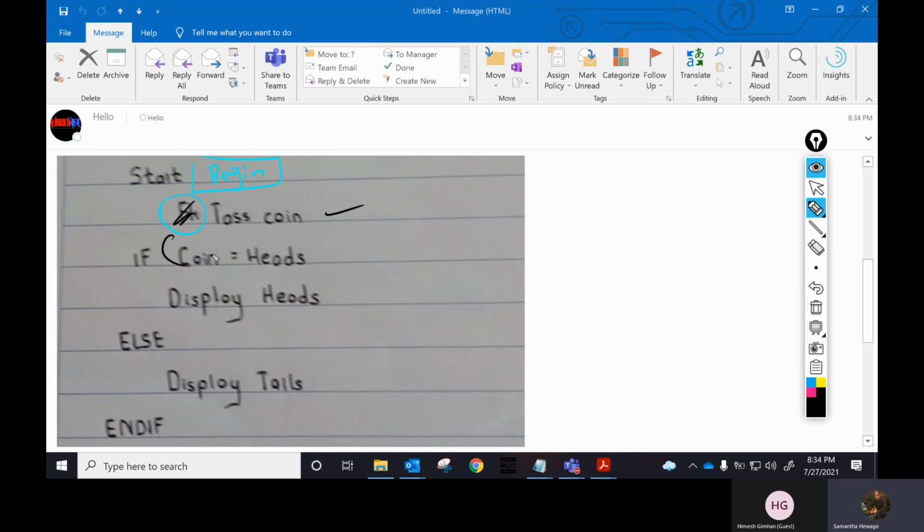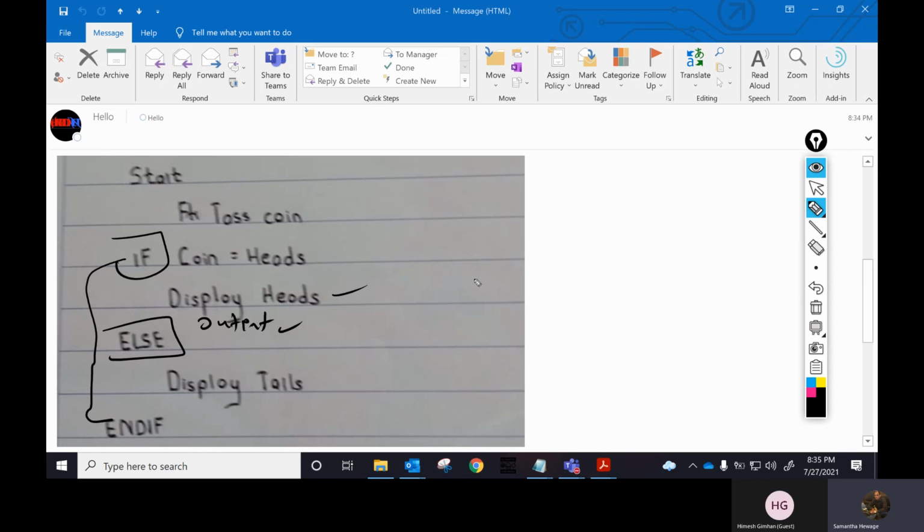If coin equals head, you can write it like this, or you don't need to write it, it's okay. Your answer is okay. Then display heads, that is fine. Else, if else, this is good. You have to use caps. And display, or you can say output, whatever. Display is also correct. I just gave another word. End if, this is end if, and this is finish.